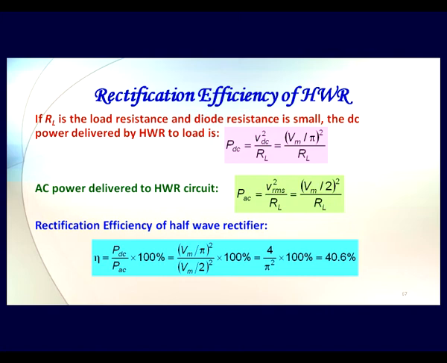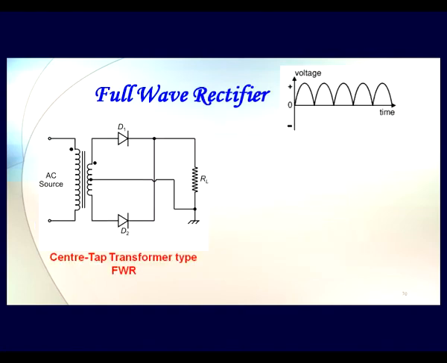that is 40.6%. So as you see, in half wave rectifier we are losing a lot of power and wasting it, and at the output we are just getting useful power of only 40.6% of what we had pumped into our circuit in the initial stage. So in order to better this, we use the scheme of full wave rectifier.